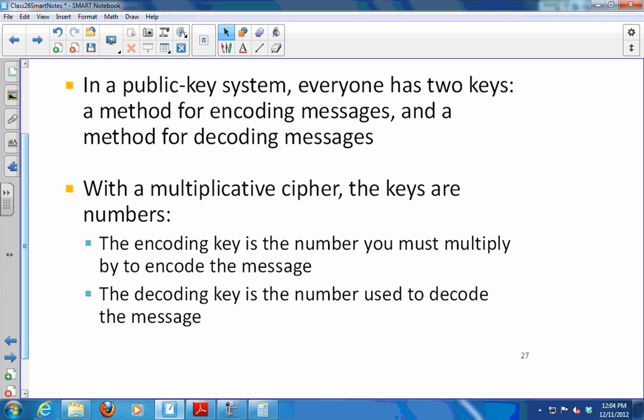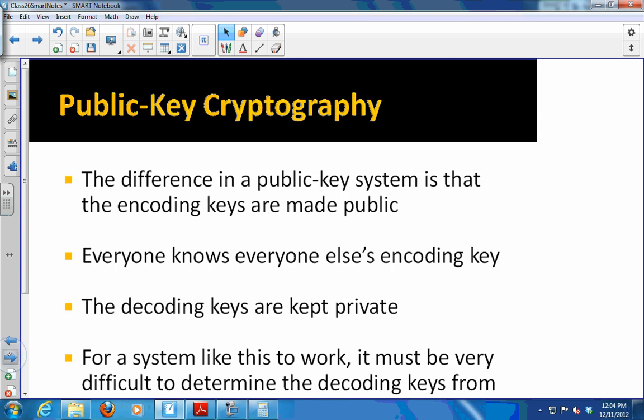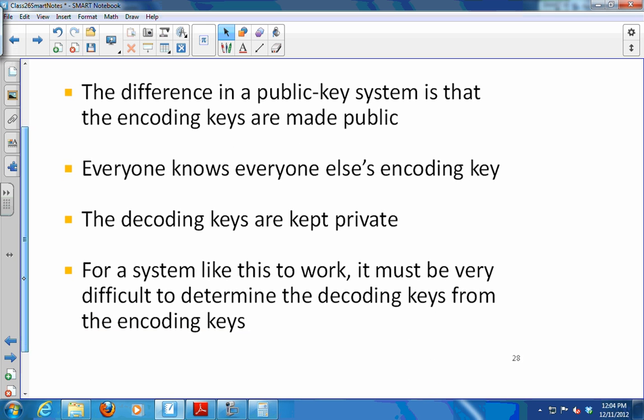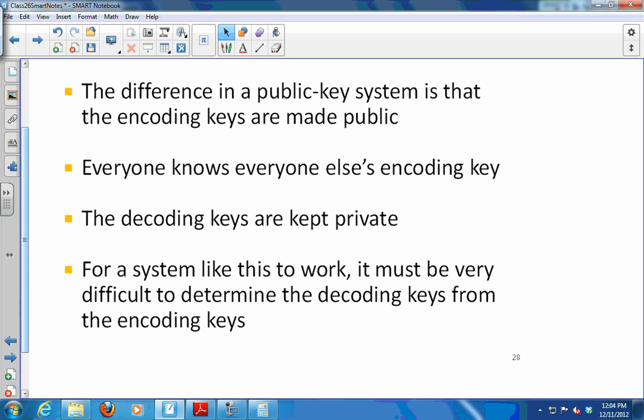So with a multiplicative cipher, the key would be the number you multiply by to encode and the number you multiply by to decode. Those would be your encoding and decoding keys, like the 5 and the 6. The difference in a public key system is that the encoding keys are public. Everybody knows the encoding keys, and it's all in like a public folder somewhere.